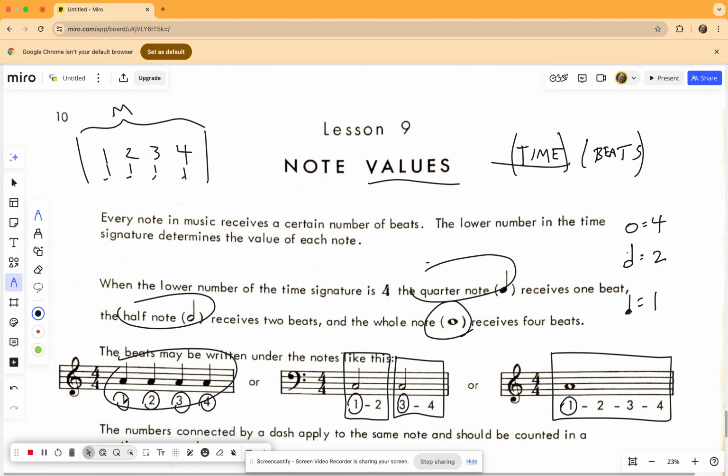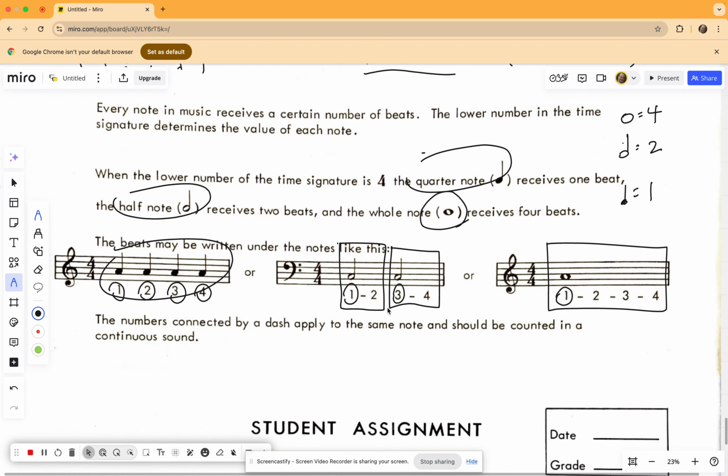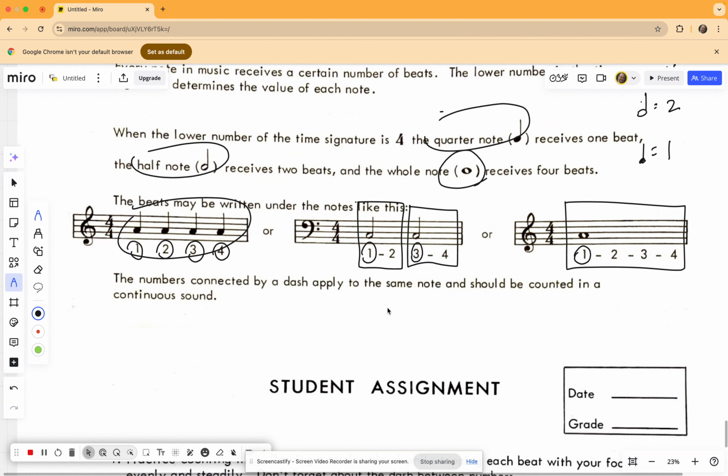Here it goes. Ready, set, here we go. 1, 2, 3, 4 was the quarter notes. Here comes the half notes. Ready, set, here we go. 1, 2, 3, 4. And finally the whole note. Ready, go. 1, 2, 3, 4. I did that one twice so you could just feel the count go by and how you're supposed to relate to it.